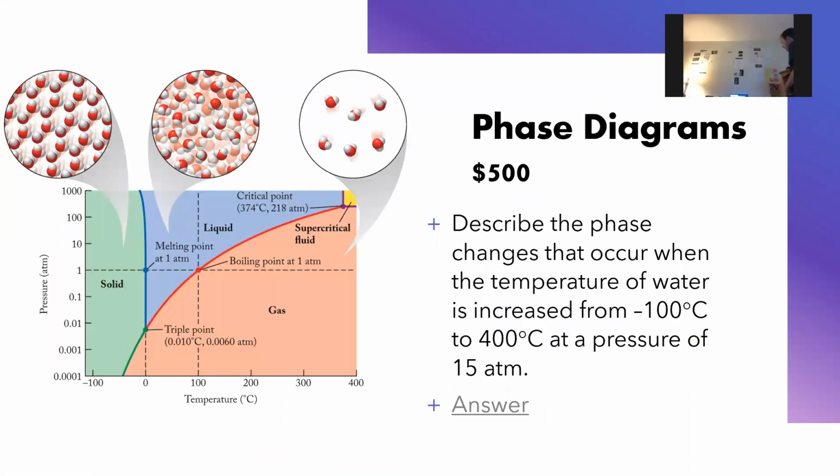Phase diagrams for 500. Describe the phase changes that occur when the temperature of water is increased from negative 100 degrees Celsius to 400 degrees Celsius at a pressure of 15 atm.